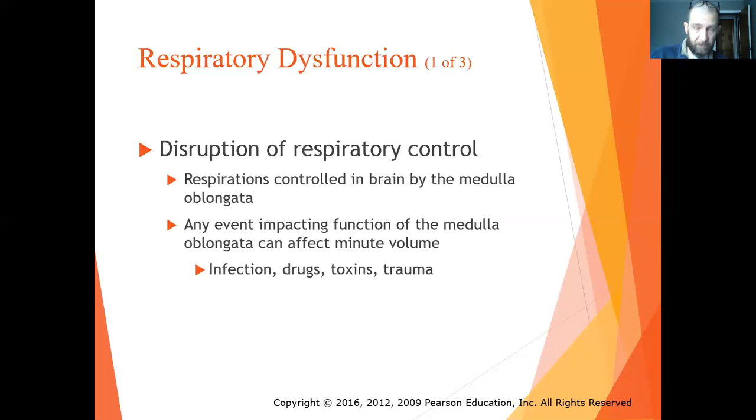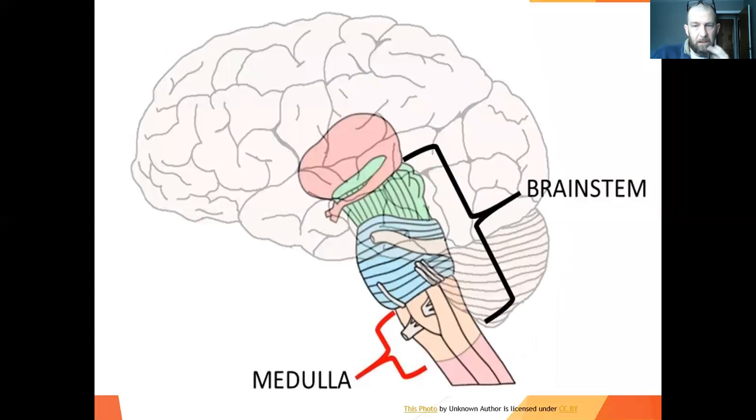So the first part of respiratory dysfunction is disrupting the control center for breathing, the medulla oblongata. Here it is. You can see it right down there. It's at the bottom of the brain stem, basically where the spinal cord is coming out of the brain, right there, as we've seen.